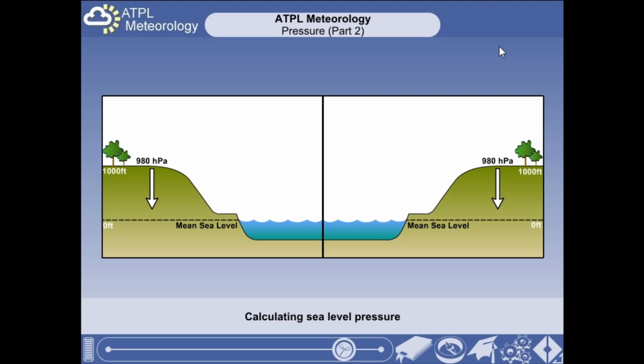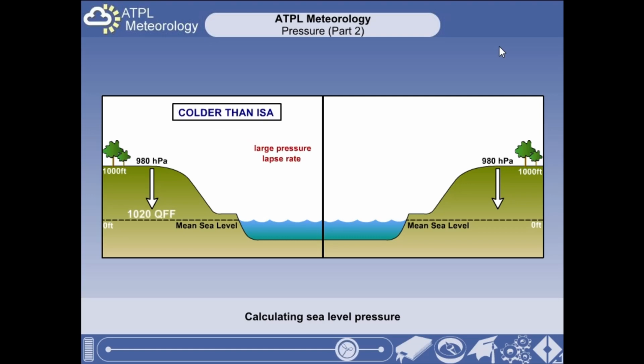Looking at the diagram, we can see a location approximately 1,000 feet above mean sea level. How do we then calculate what the sea level pressure might be? We know that the sea level pressure will be higher, but by how much? This will surely depend on the vertical pressure lapse rate. But we have just demonstrated in the previous scenes that different temperatures will give different pressure lapse rates.